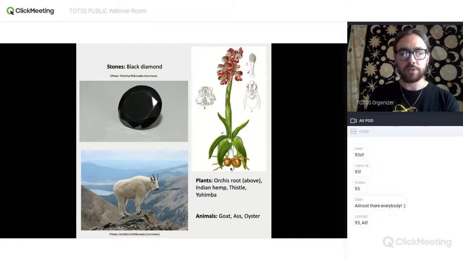The root itself has these kind of bulbs that resemble the testicles, and then the erect stalk of the plant itself resembles the penis. And this way of picturing the male genitals, we will see again in just a moment with the tarot trump.